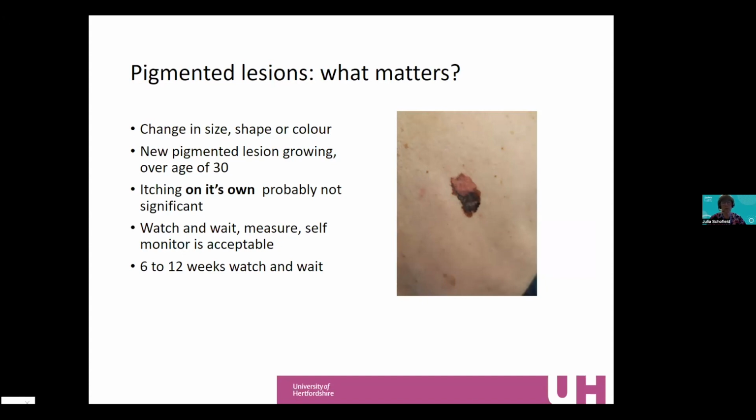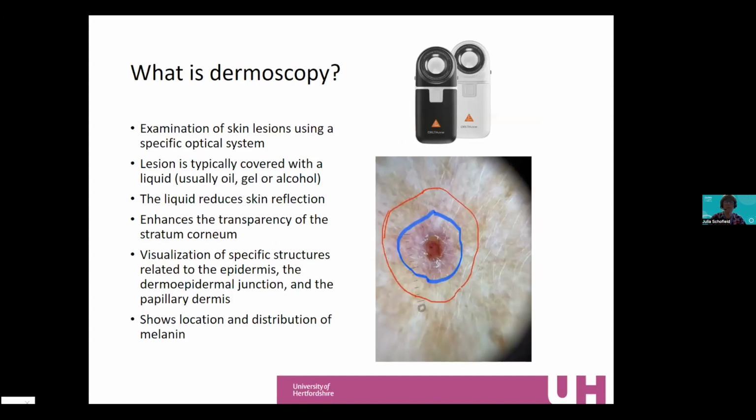We'll get patients to self-monitor. And if it looks fine, waiting 6 or 12 weeks is not going to cause any dramatic change. But you know, this sort of lesion, all of you, if you saw that, you would be worried. It's big, it's got variable pigment, and it's got an irregular outline. So looking at it can help.